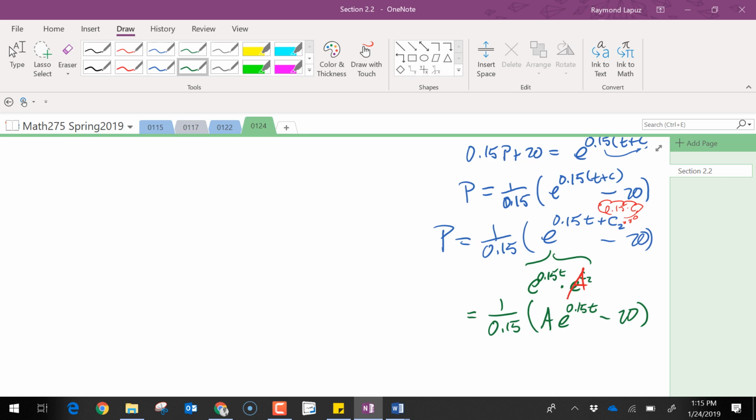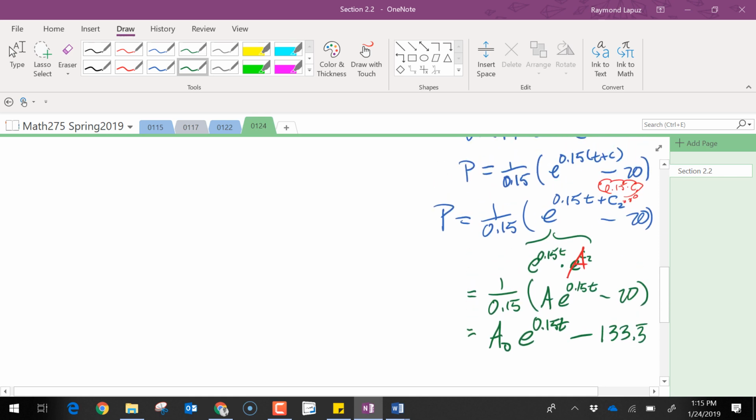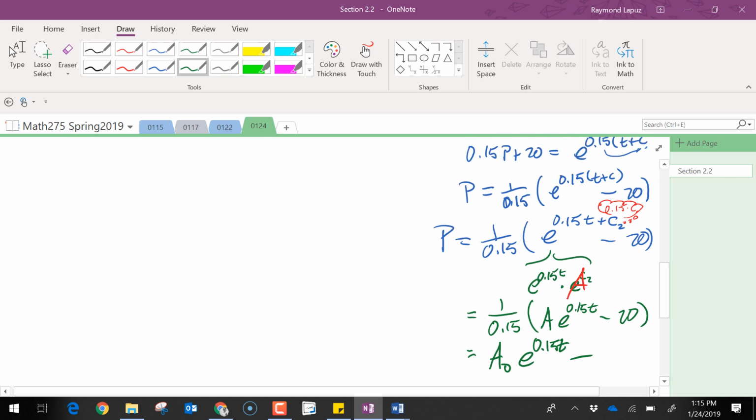Let's do that. But you have to tell me what 20 divided by 0.15 is. What's 20 divided by 0.15? $133 point. Or maybe we just write it as a fraction. I thought it was going to be a nicer number.